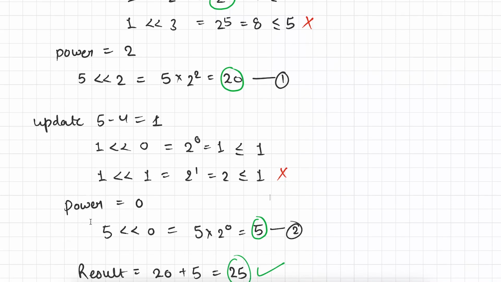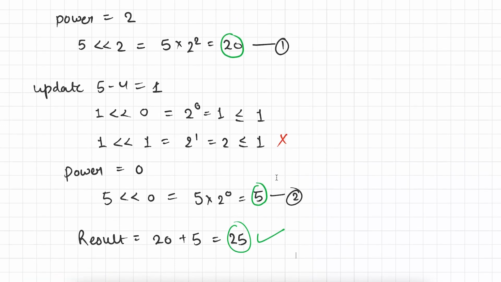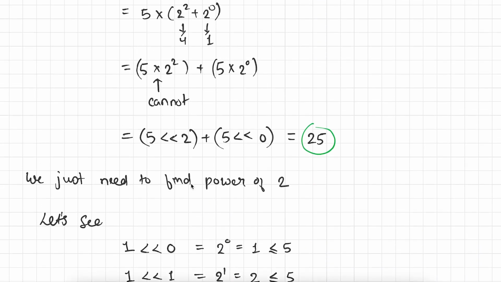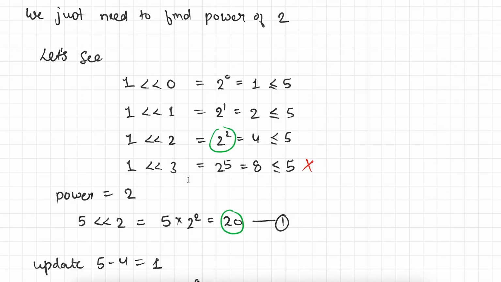So we have to simply do 5 left shift 0. It is exactly the same as 5 into 2 to the power 0, that is equal to 5. And we are done. We simply have to add both the values and we get the square of the number 5, that is equal to 25. So this is the entire idea, and now we have to implement this entire idea in code. So let's see how we do it.